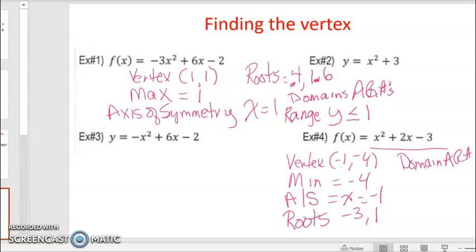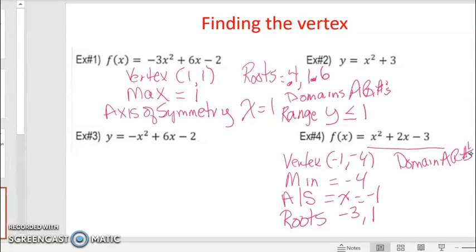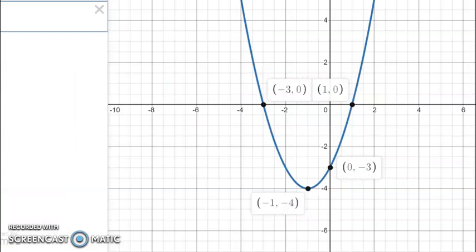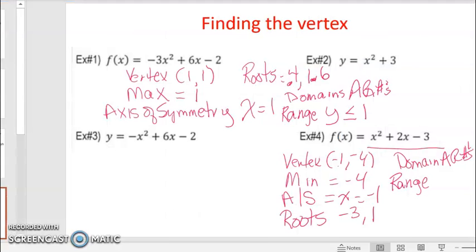Our domain, we said it was all real numbers, right? Don't even have to look at the x's. All real numbers. But our range we do have to look at. All right, so let's look at our graph again. The range starts here. We start with this -4 on the y-axis, and all my other y's are above that, are bigger than -4. So I would say my range is y is greater than or equal to -4.